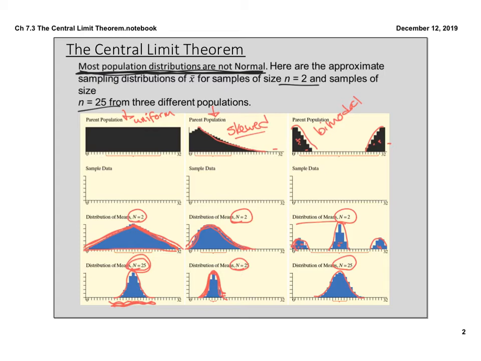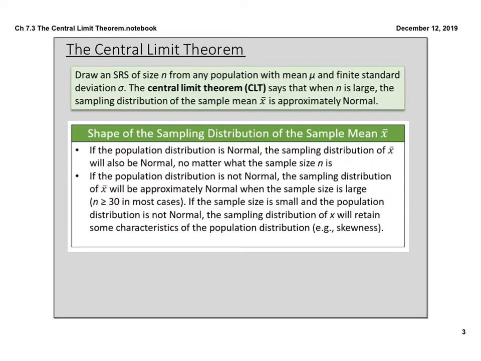So here's our point of the central limit theorem. When you take an SRS of size n from any population with mean mu and finite standard deviation sigma, the central limit theorem states that when n is large, the sampling distribution of the sample mean is approximately normal. So there's your key. The central limit theorem tells you it doesn't matter what shape your parent population is. If you pull a sample size that is large enough, then you are going to get a sampling distribution that is approximately normal. Okay? So what is the definition of large?